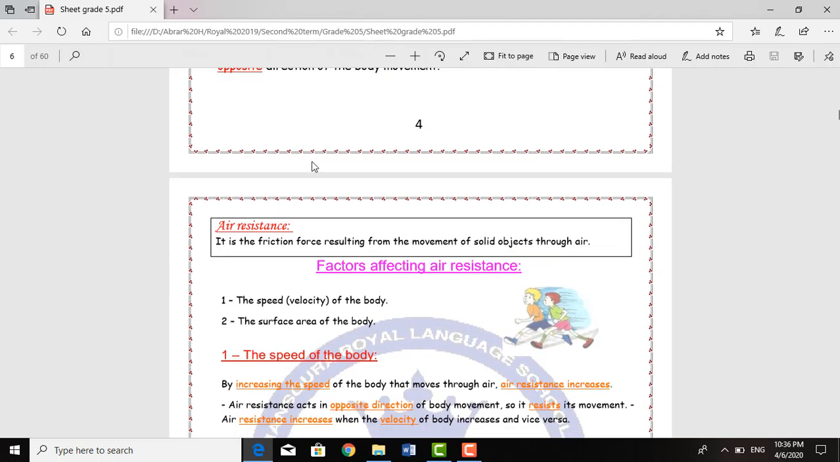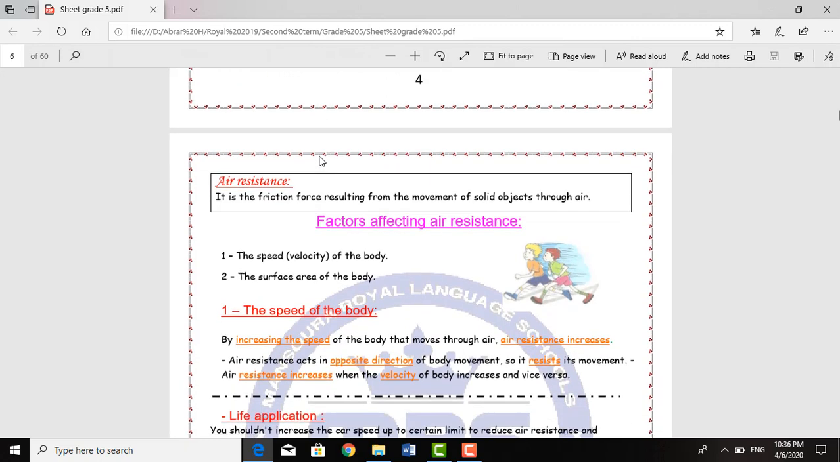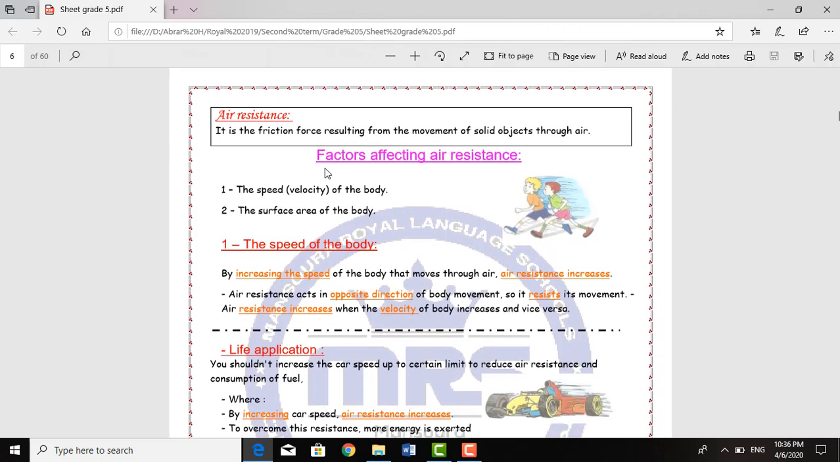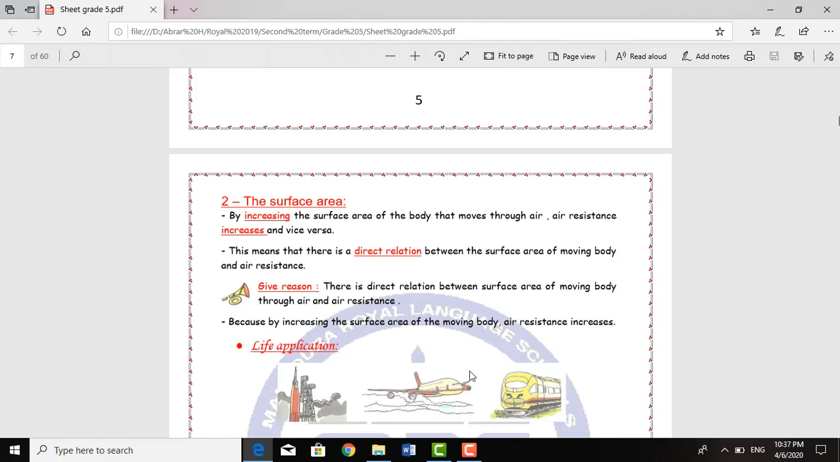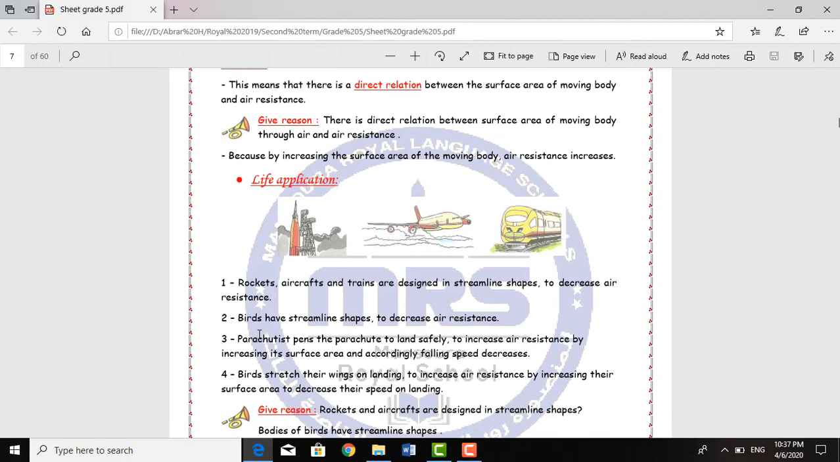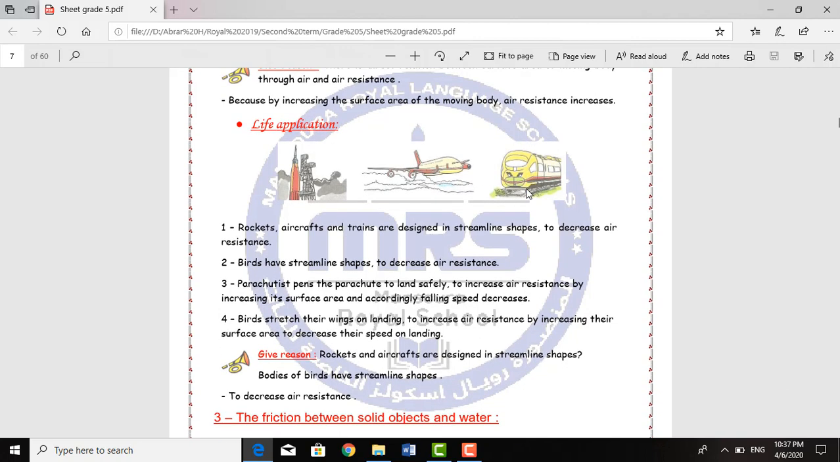The friction between solids and air, we called it air resistance, and we said that it's affected by two factors: the speed of the body and the surface area of the body. Both have direct relation with the air resistance. It means that by increasing speed and the surface area of the moving body, the air resistance increases, and by decreasing the speed and the surface area, the air resistance decreases. And we have here a life application that rockets, aircrafts, and trains are designed in streamlined shapes. Why? To decrease the surface area, so the air resistance decreases, so their speed increases.